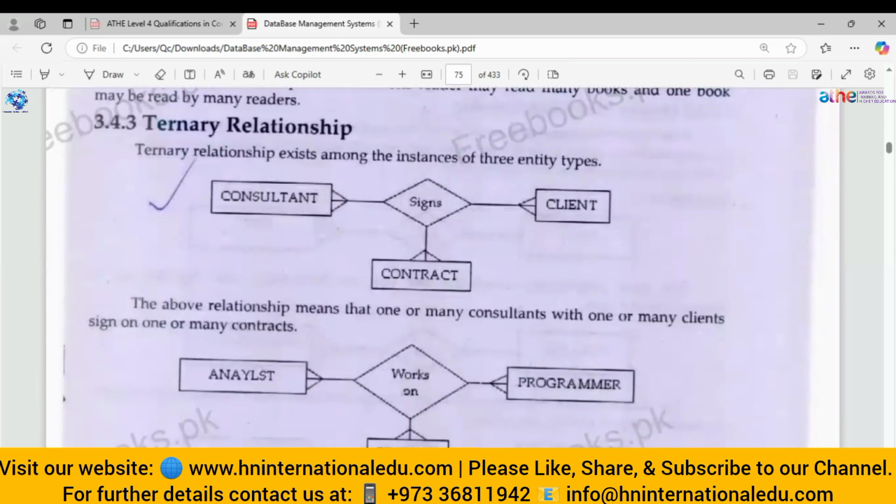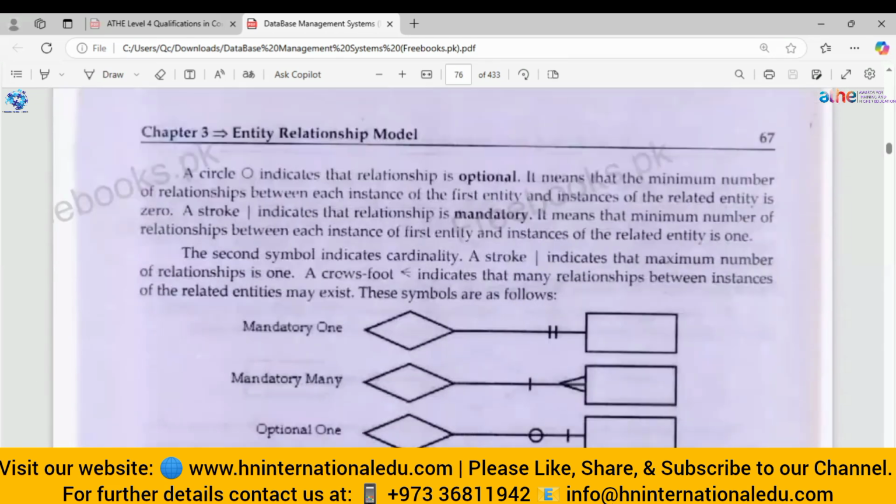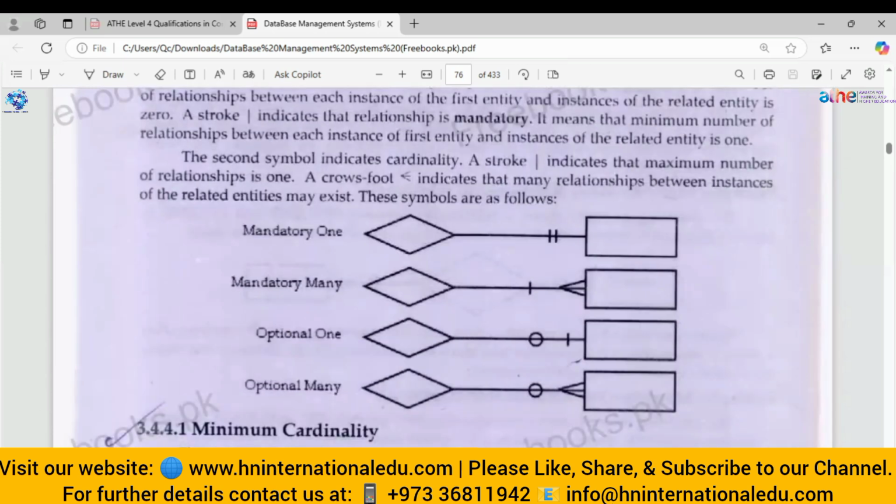Then ternary, I have already told you about that, a relationship that connects three entities. That is a ternary relationship. Then I told you that we will talk about the cardinalities later.